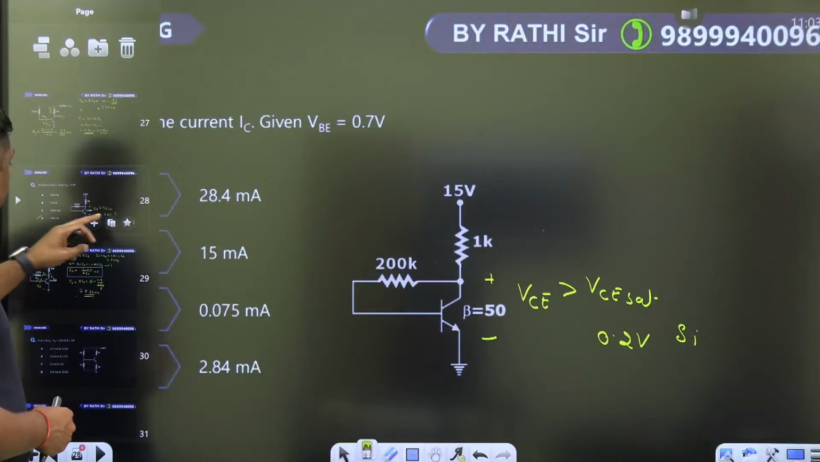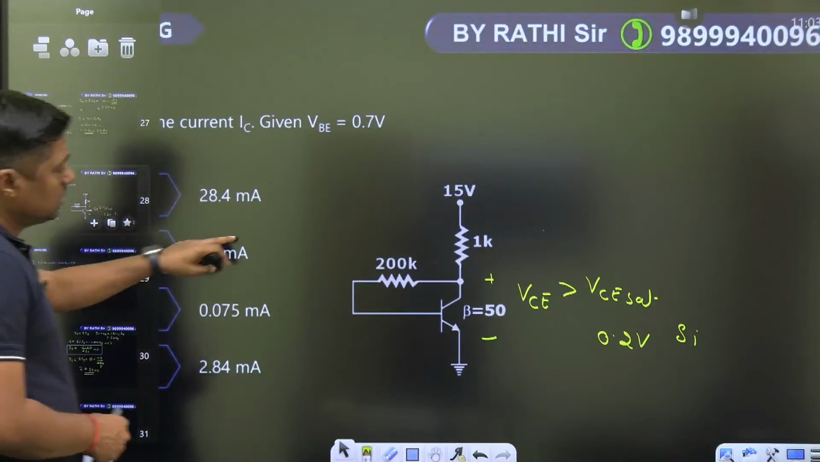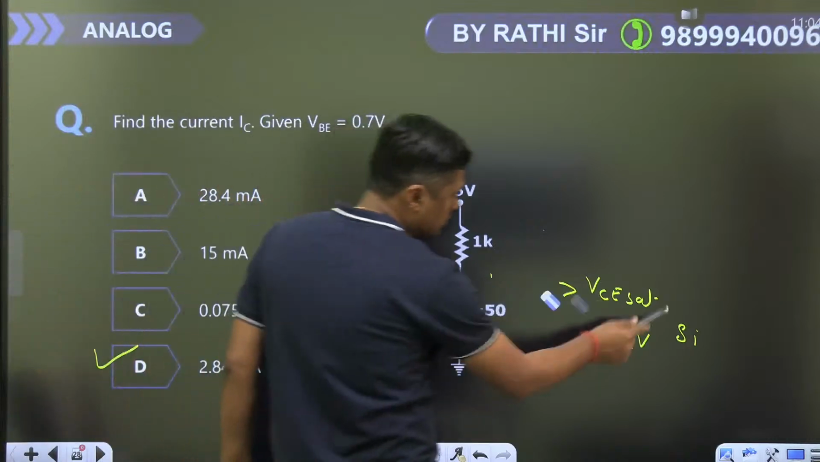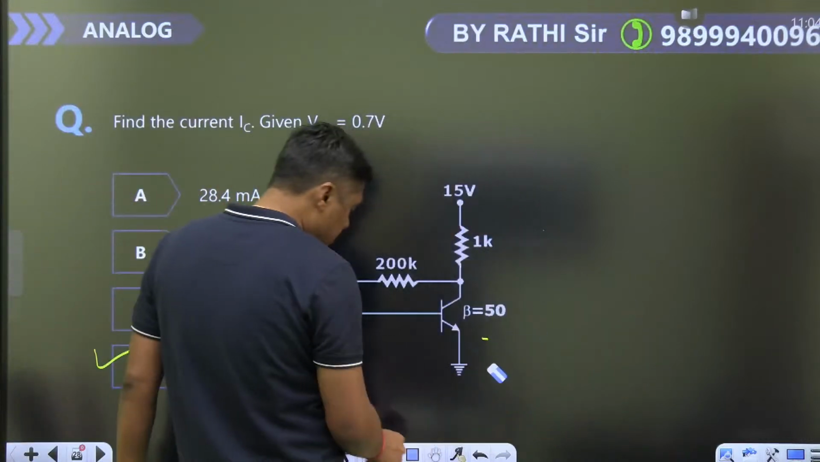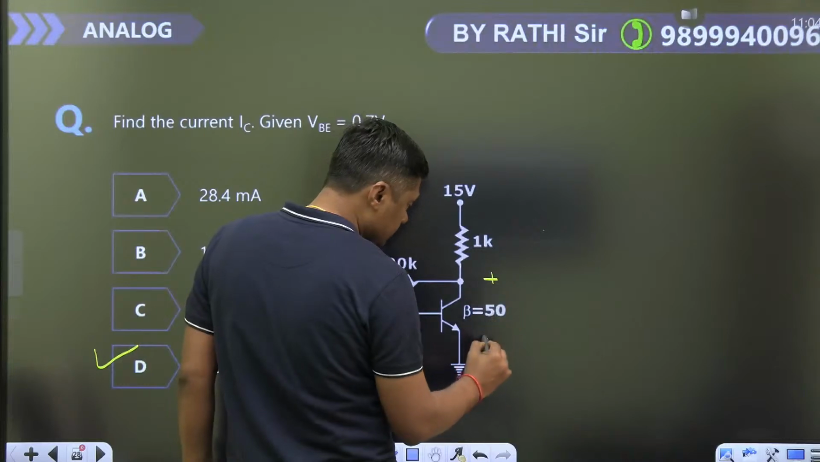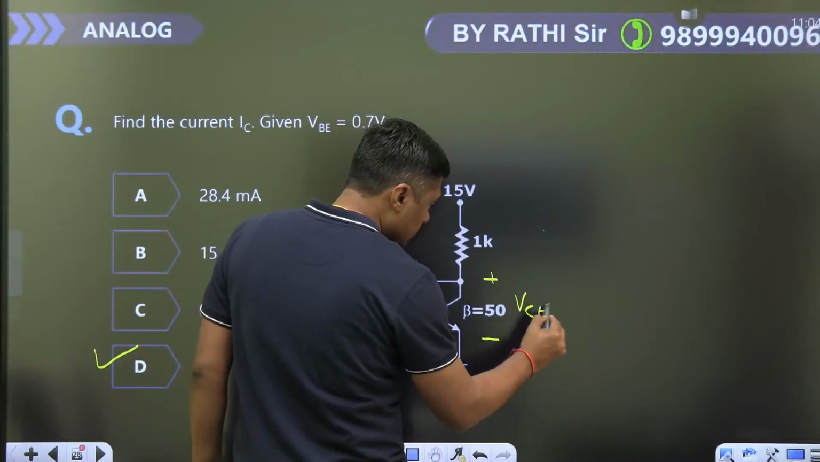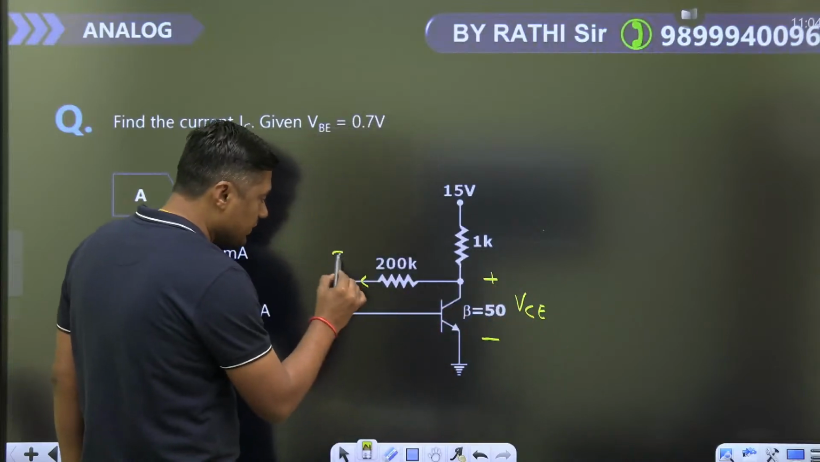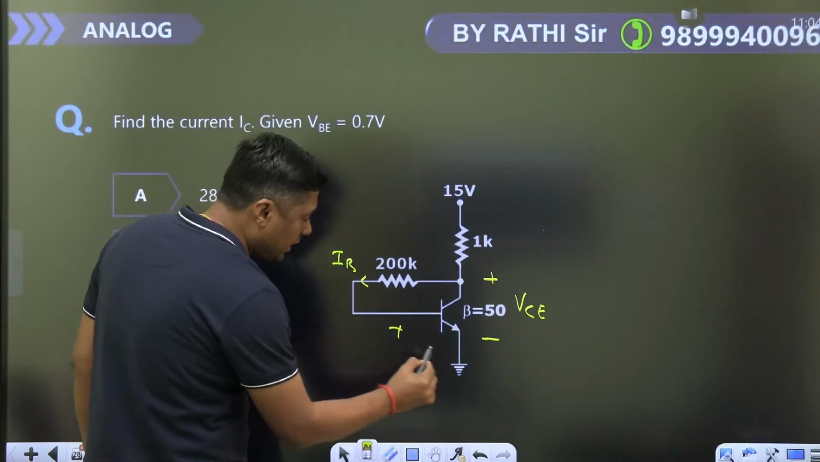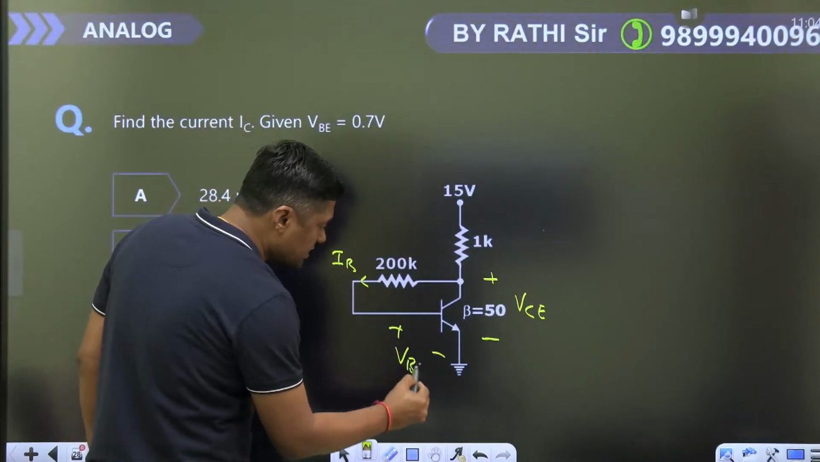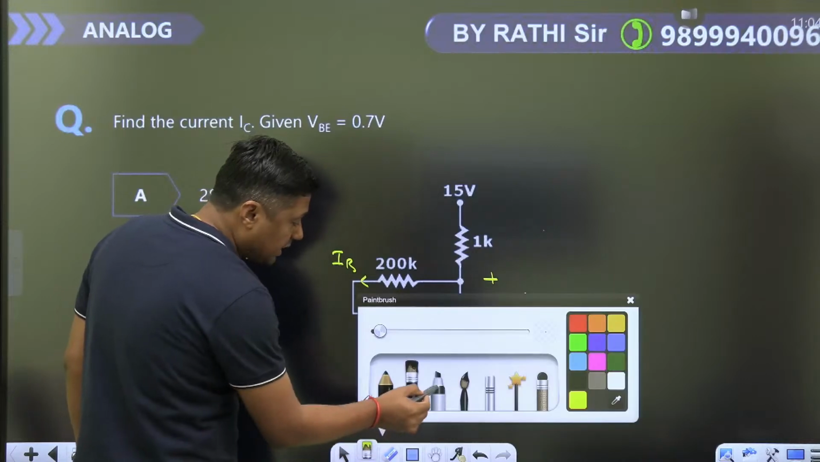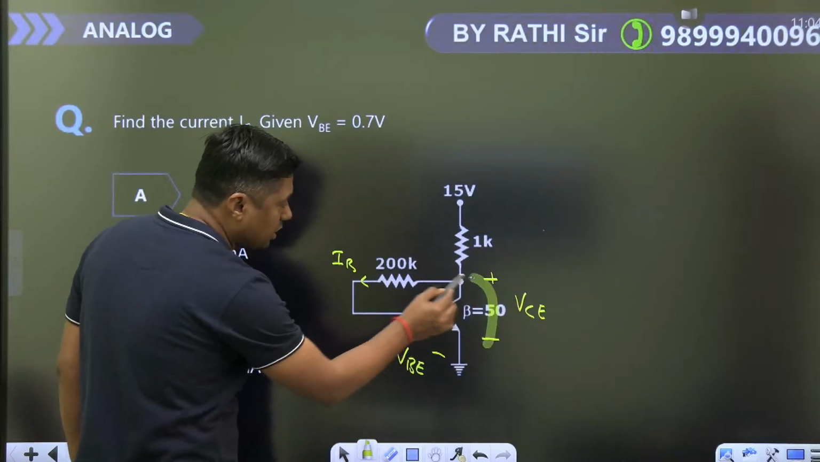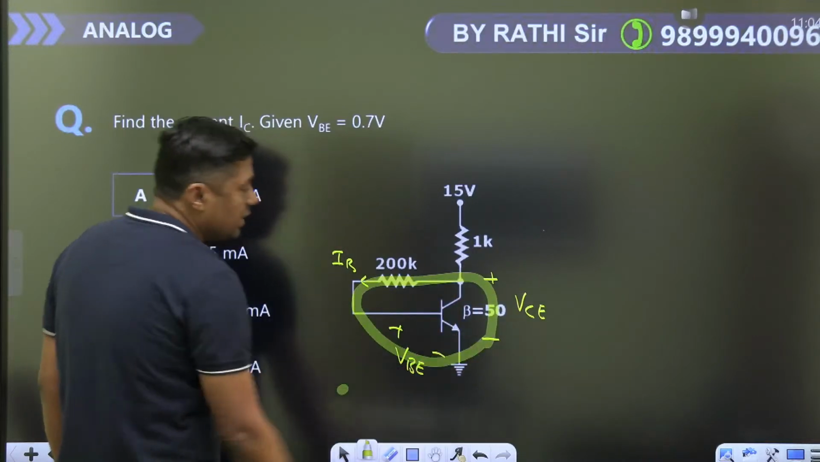Watch this question. What is VCE? This current is IB. This current voltage is what? VB, that is 0.7. You can write the KVL from this point to this point in this loop.